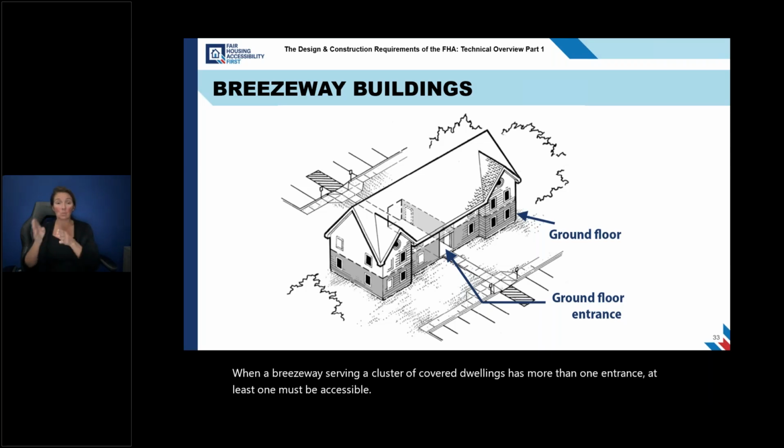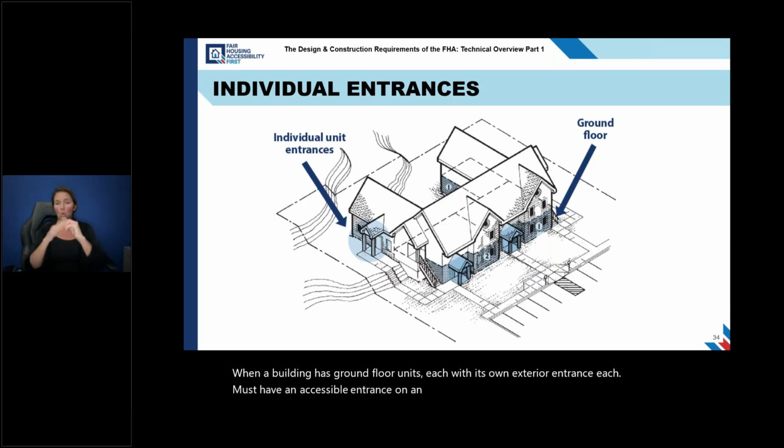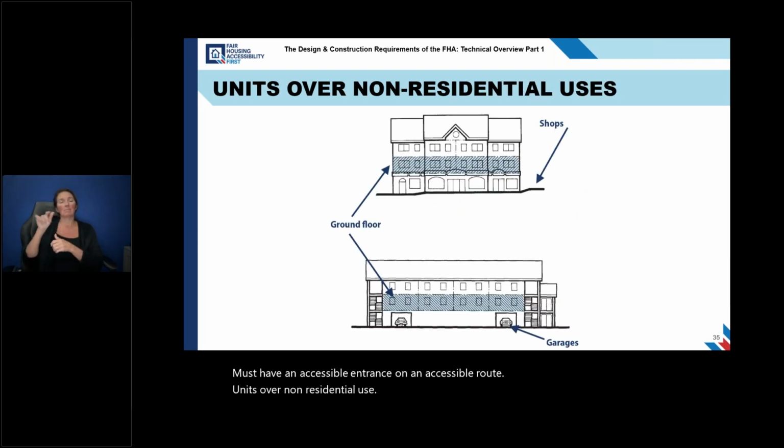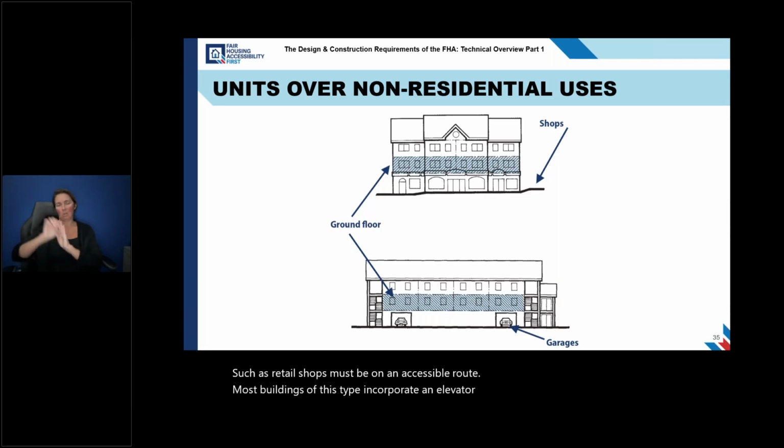Individual entrances. When a building has ground floor units, each with its own exterior entrance, each must have an accessible entrance on an accessible route. Units over non-residential uses. Single-story units located over a common garage or other non-residential use spaces, such as retail shops, must be on an accessible route. Most buildings of this type incorporate an elevator to provide an accessible route.